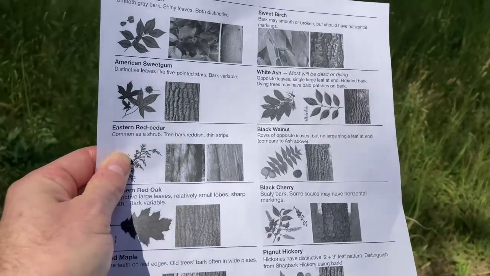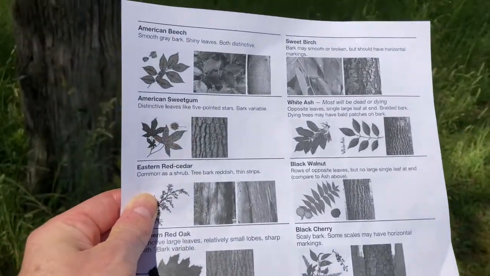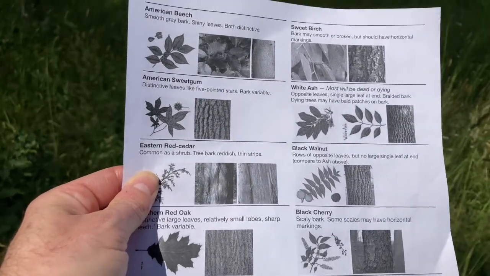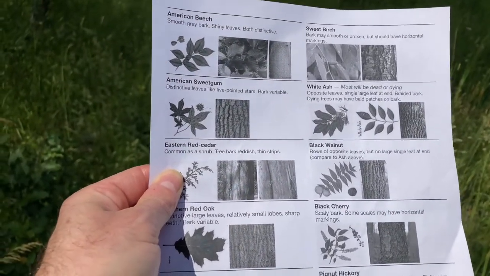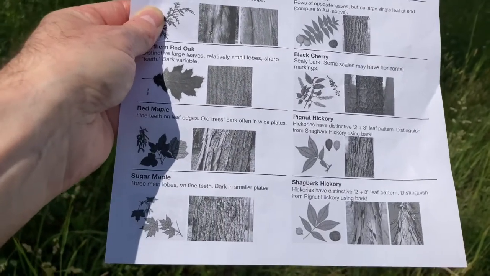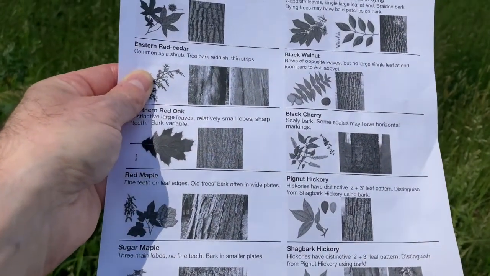On your ID sheet, each of the species has pictures of the leaf and pictures of the bark. Most of the time, because this is spring, the leaves are going to be the most useful thing. But sometimes the bark helps you distinguish between two quite similar kinds of tree.